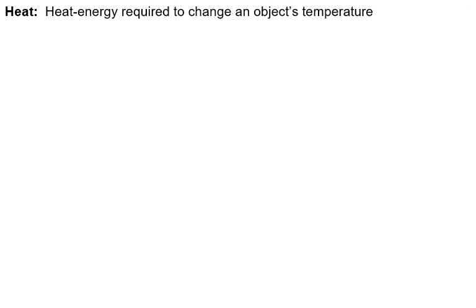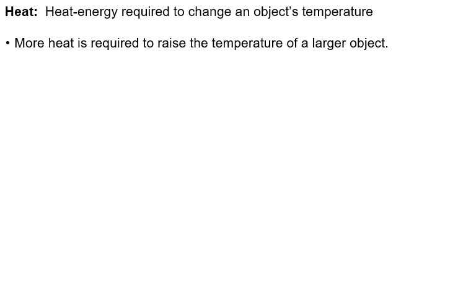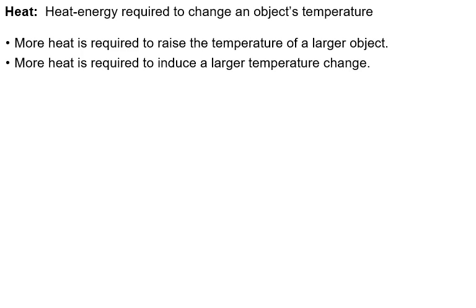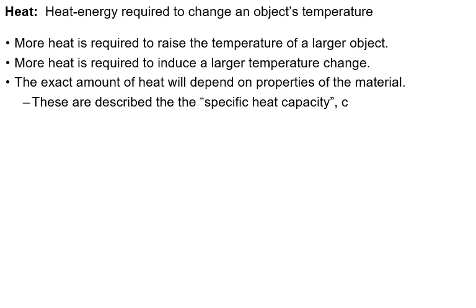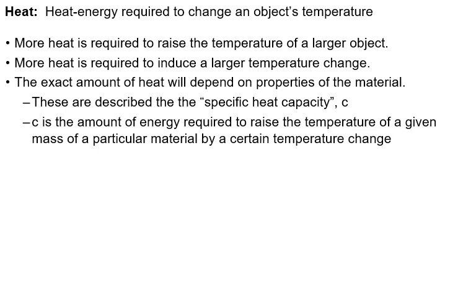So, heat is the energy required to change an object's temperature. More heat is required to raise the temperature of a larger object. That makes sense. More heat is required to induce a larger temperature change. That, of course, also makes sense. So the exact amount of heat is going to depend on the properties of the material. These are described by the specific heat capacity, lowercase c. c is the amount of energy required to raise the temperature of a given mass of a particular material by a certain temperature change. The SI unit is joule per kilogram per Kelvin.